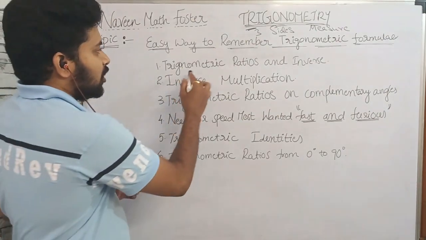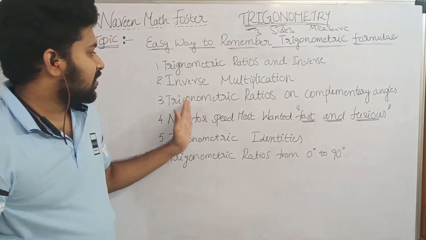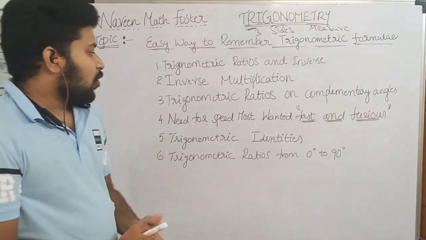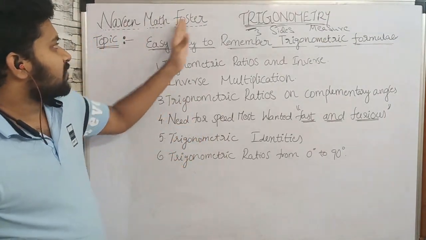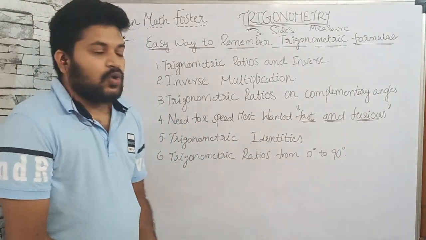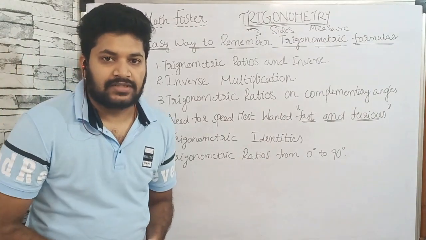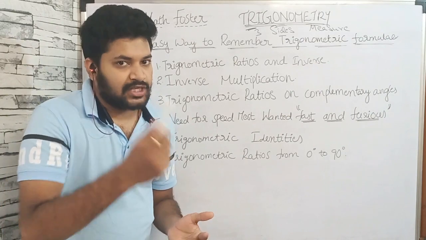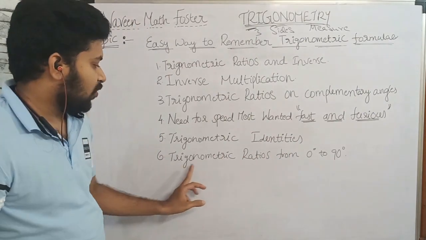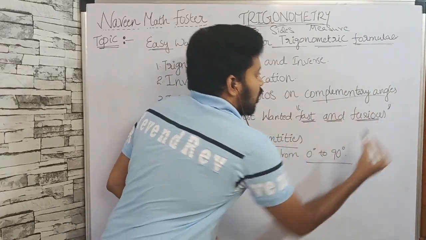The first one is trigonometric ratios and inverse multiplication. Then the third one is trigonometric ratios on complementary angles, which is very important. Then the most important round, which is unique in our Navin Math Poster YouTube channel, is the need for speed, most wanted, fast and furious. In this round you can focus on competitive exam bits and do any type of bits in a fraction of seconds. It will be useful for 10th, inter, plus 1, plus 2 and engineering students. Then trigonometric identities. Then the final round is trigonometric ratios from 0 to 90 degrees.